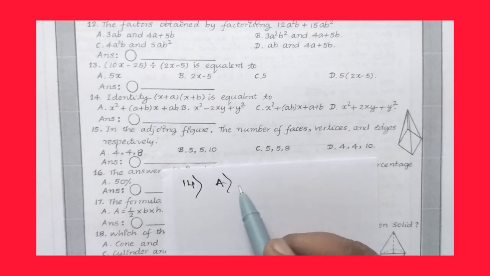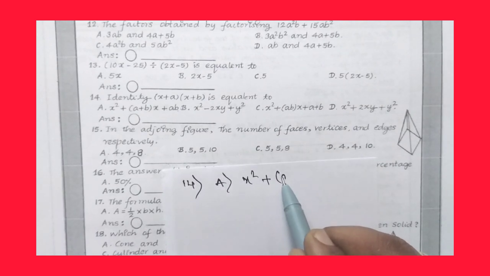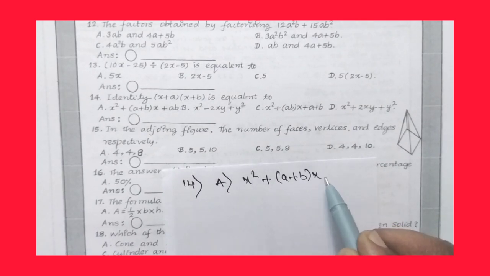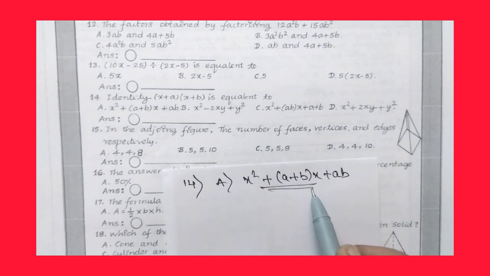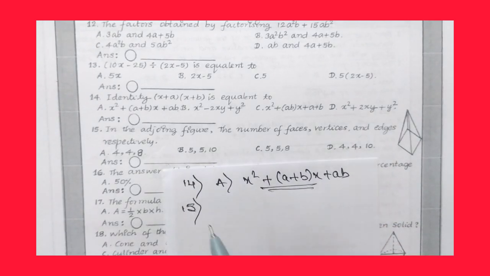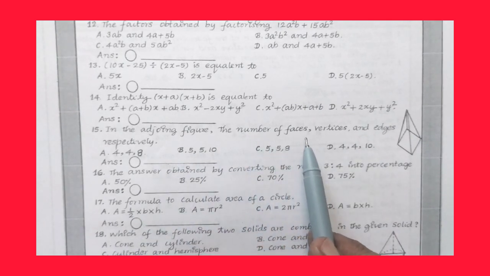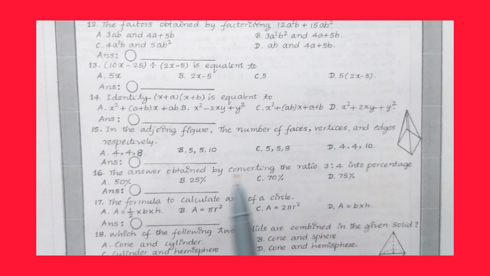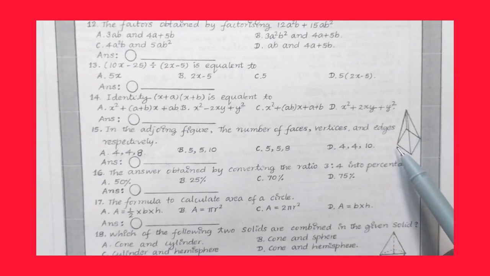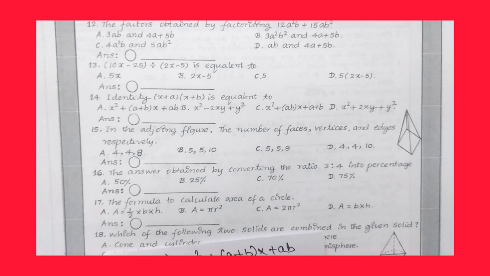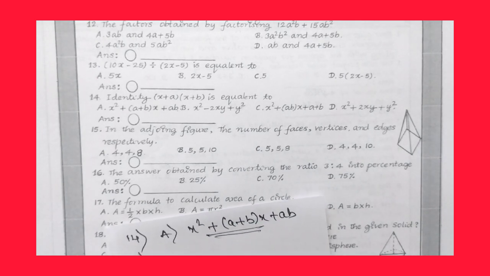That is x square plus a plus b into x plus ab. So this is the right answer. Next, coming to the 15th question. In the adjoining figure, the number of faces, vertices and edges respectively. So this is a square based pyramid. In a square based pyramid, let us see how many vertices, how many edges, how many faces are there.